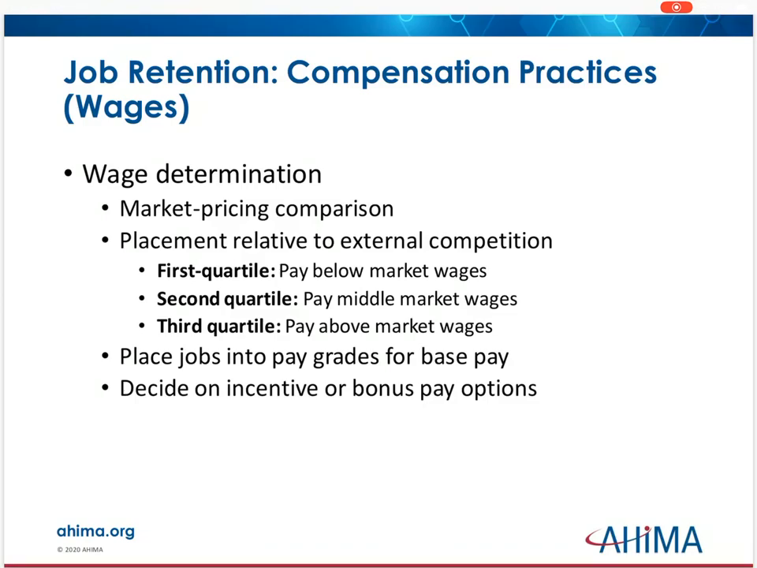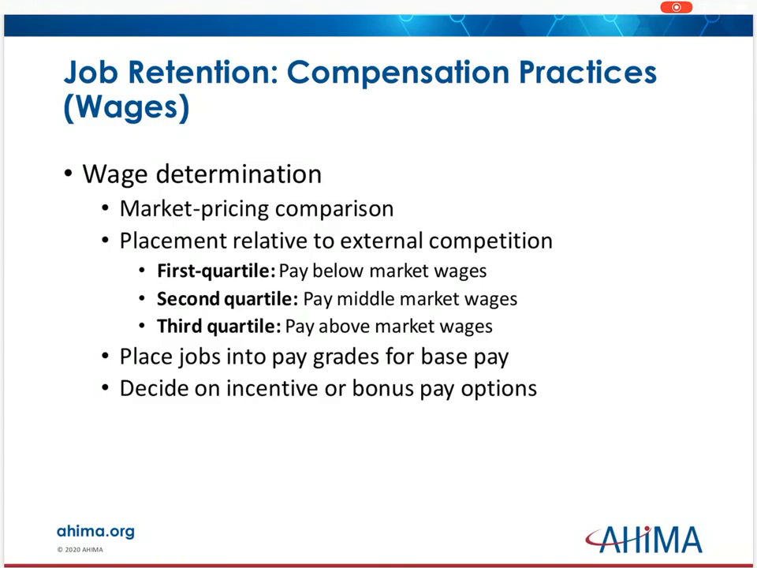Let's get into how we're going to position ourselves against external competition. A lot of places use quartiles to determine how they're going to pay. Now, a quartile represents 1/4 of the market position. Okay, so the first quartile is 0 to 25%. The second quartile is 25 to 50%. And the third quartile is 50 to 75%. And of course, the last quartile, or the fourth quartile, is 75% to 100%.